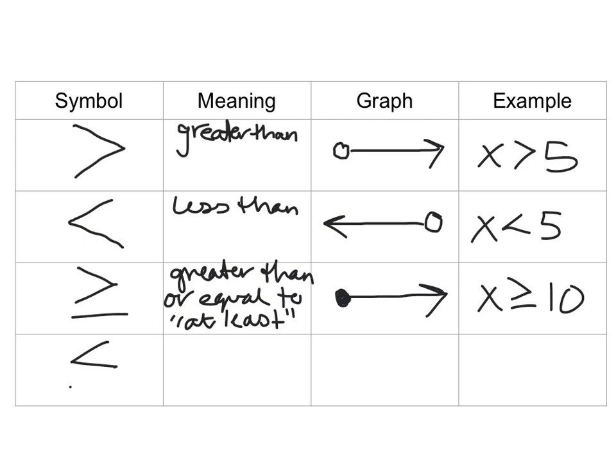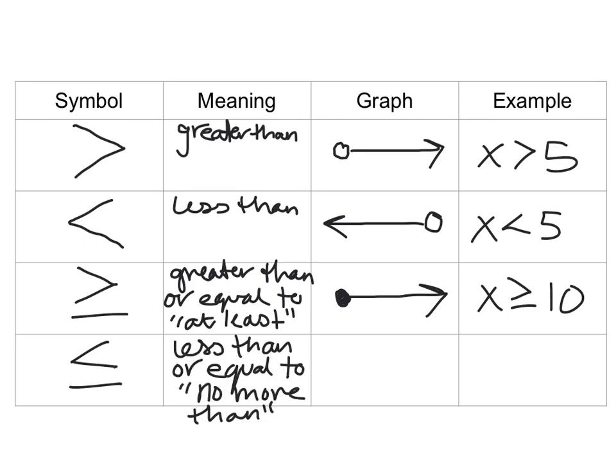And then same thing the other way, less than or equal to. Someone might call that no more than. There are no more than 3 people per boat. So here we would have a closed dot because the number itself is allowed and an arrow going lower. So that would be x is less than or equal to 3.